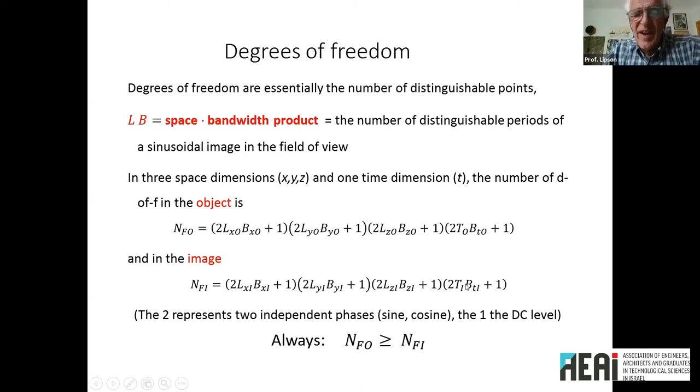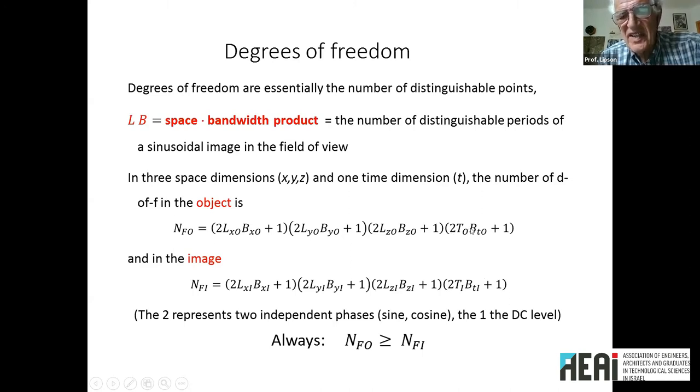And you can now play around with these things. The number in the image cannot be greater than the number in the object. You cannot add degrees of freedom, but you can make it as close as you can to equal. And one of the ways, which we already discussed, is using many photons, which simply says that if in the object we have something which does not change in time, then the bandwidth in T is 0. I'm sorry, in the image, we get an image over a long time, that's it. The bandwidth in T is 0, it does not change with time.